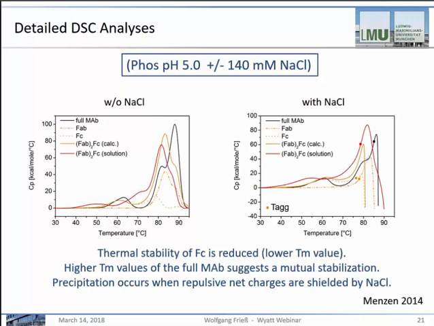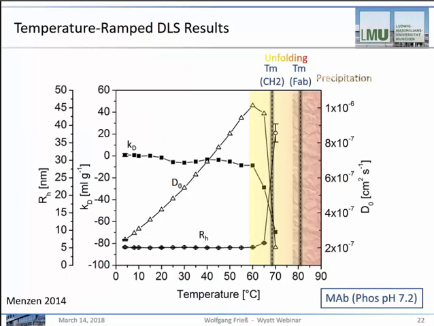And again, there's a mismatch between the combination and the full mAb behavior. So the higher Tm values of the full mAb even suggest sort of a mutual stabilization. And now we combine that with the dynamic light scattering studies. This is the DLS ramp study for the cetuximab at pH 7.2. You see that the hydrodynamic diameter goes up substantially as the temperature increases, as you would expect.